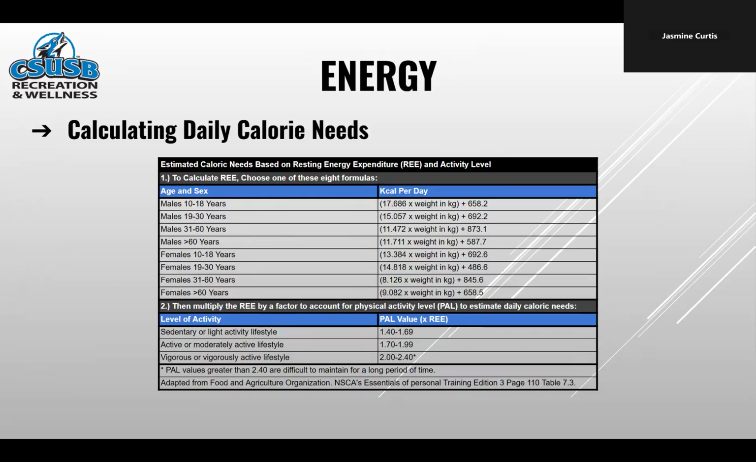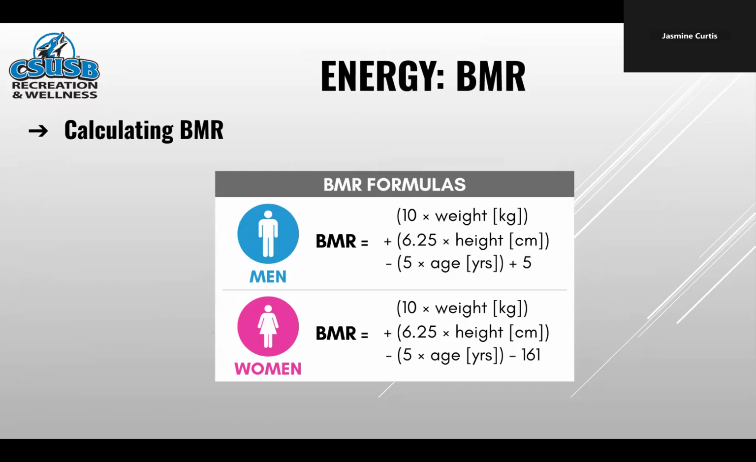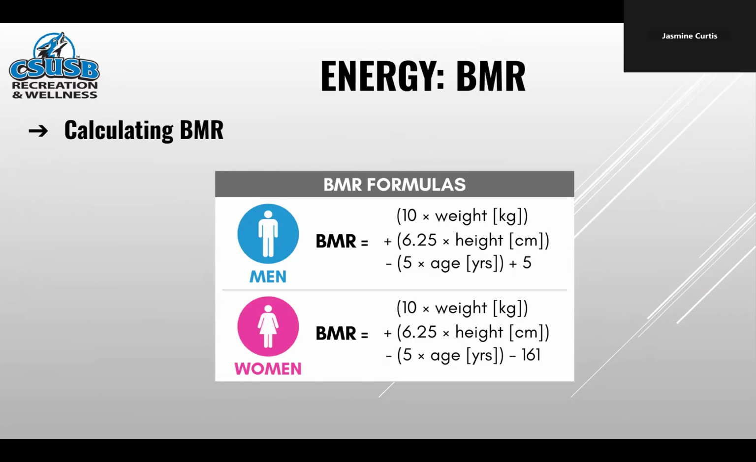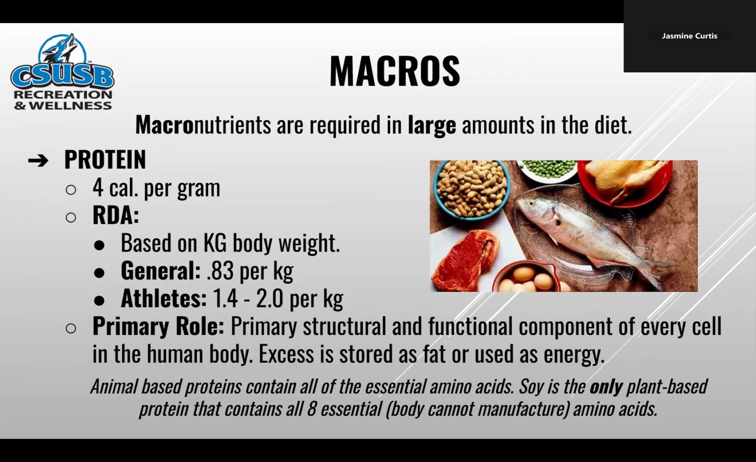So we still need age and weight in this REE, estimated daily caloric needs. We're going to need to know their weight, and we're going to need to know the age. While with BMR, basal metabolic rate, we're going to need to know height as well. So we're factoring in another parameter. We're going to talk a little bit more about BMR later. For now, just note the formulas are a little bit different. BMR is also important when we're looking at macronutrients. Let's talk a little bit about macros now.